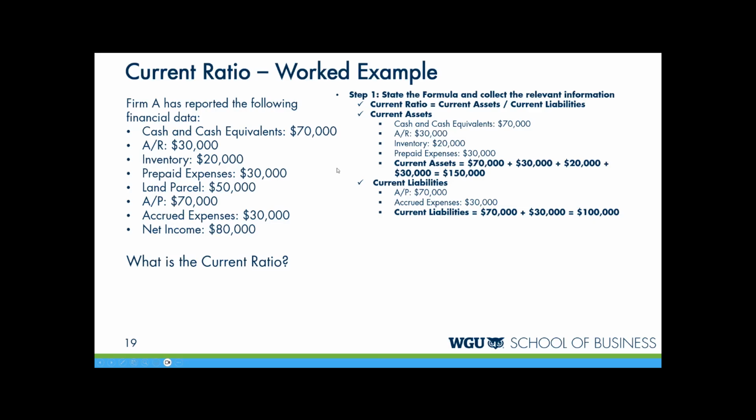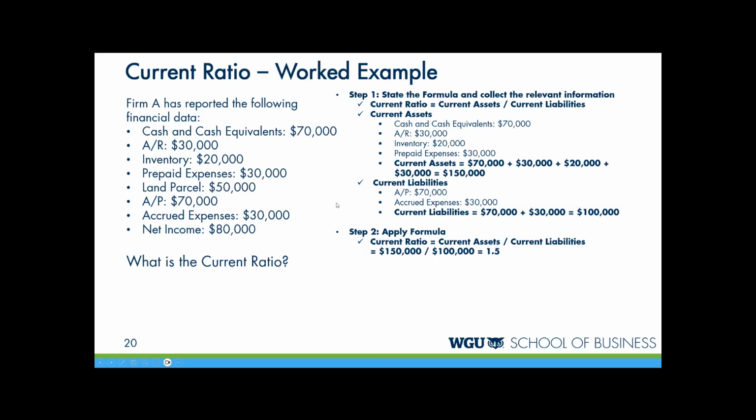Net income, that is not a current liability. That is coming from the income statement, and if we're talking about the balance sheet, well, that's eventually going to end up in the retained earnings section, which is in the equity section of the balance sheet. So it's not included in the calculation. So when we tally up those results, we're getting current liabilities totaling $100,000.